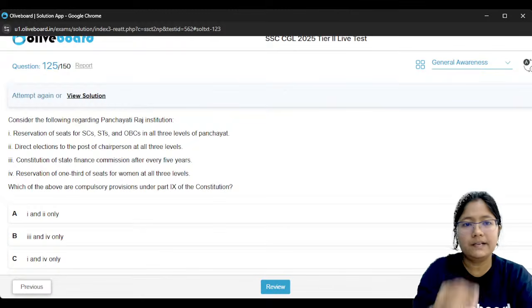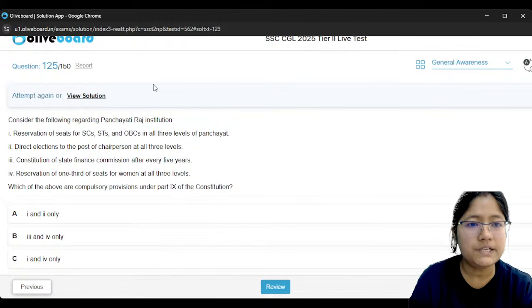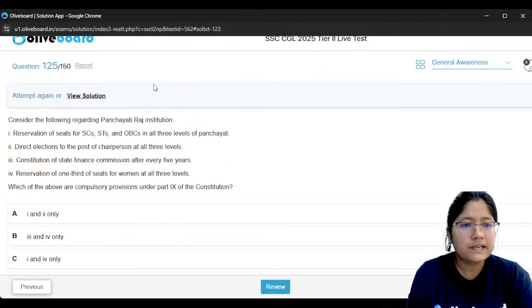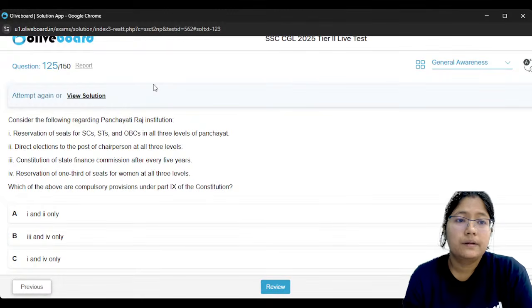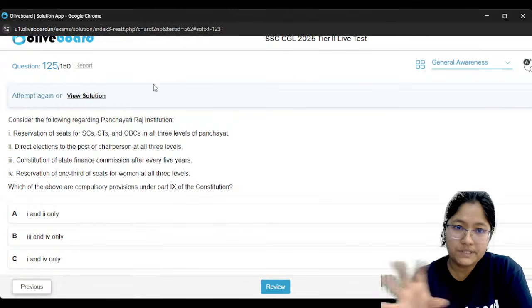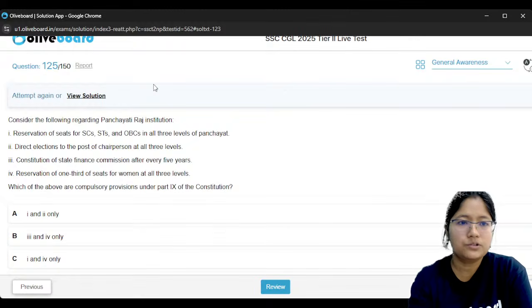Consider the following regarding Panchayati Raj institutions. Reservation of seats for SCs and STs and OBC in all three levels of Panchayat. Is this correct or not? For OBC, it is not, say, for the chairperson post. For the OBC reservations, for the block level, gram level, and like that, so it will not be there.